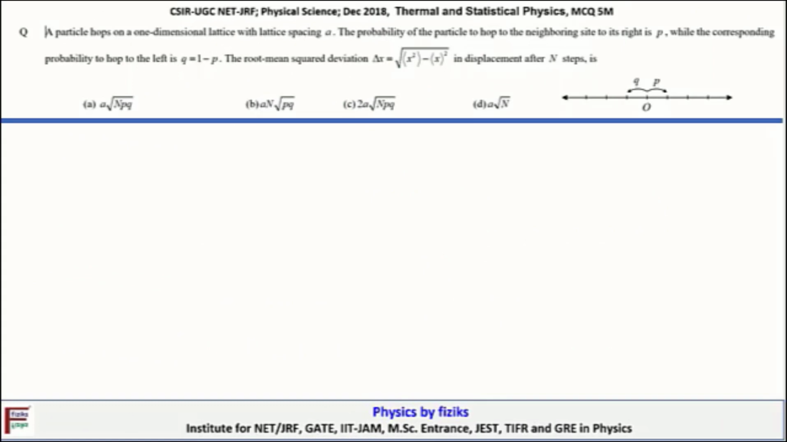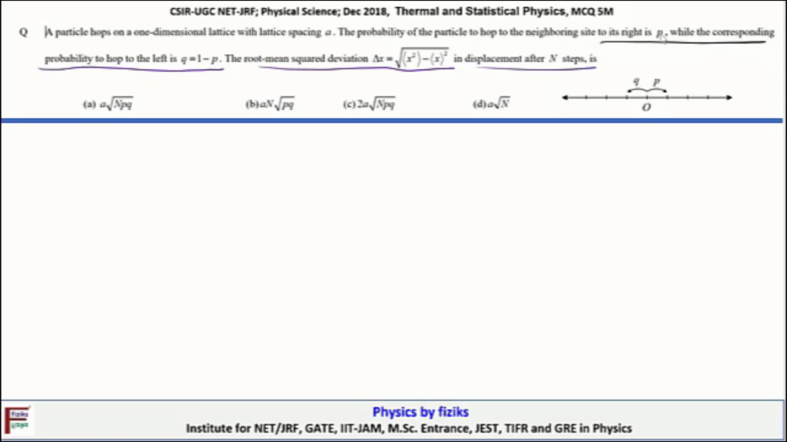So let's continue with the next problem. The statement is, a particle hops on a one-dimensional lattice with lattice spacing a. The probability of the particle to hop to the neighboring site to its right is p, while the corresponding probability to hop to the left is given as q, which is equal to 1 minus p. So we have to find the root mean square deviation delta x, which is given by this expression, in the displacement after n such steps.